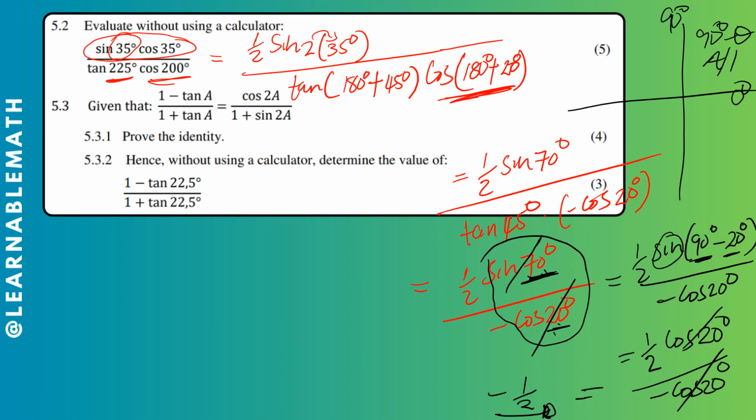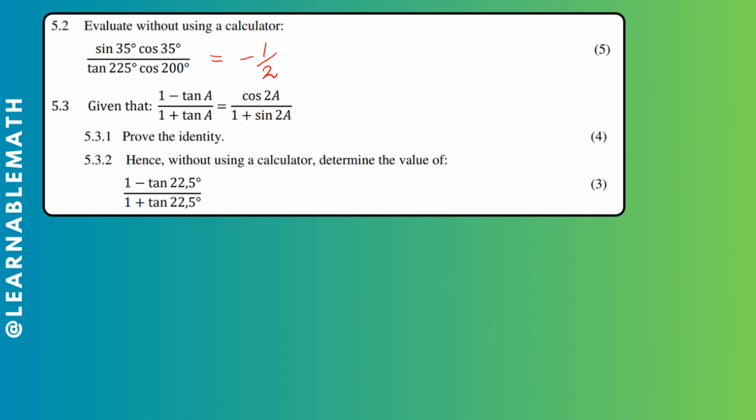All right, let's go to 5.3. Quite a very interesting question, a bit challenging, but let's go and exploit. We are given that 1 minus tan A over 1 plus tan A is equal to cos 2A divided by 1 plus sine 2A, and we are being asked to prove this identity. Okay, let us go and prove it.